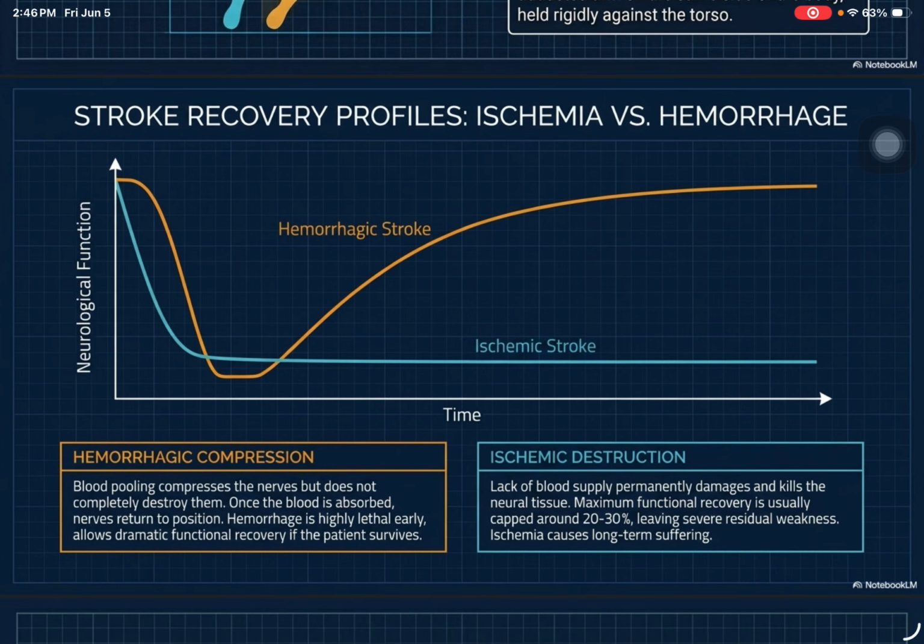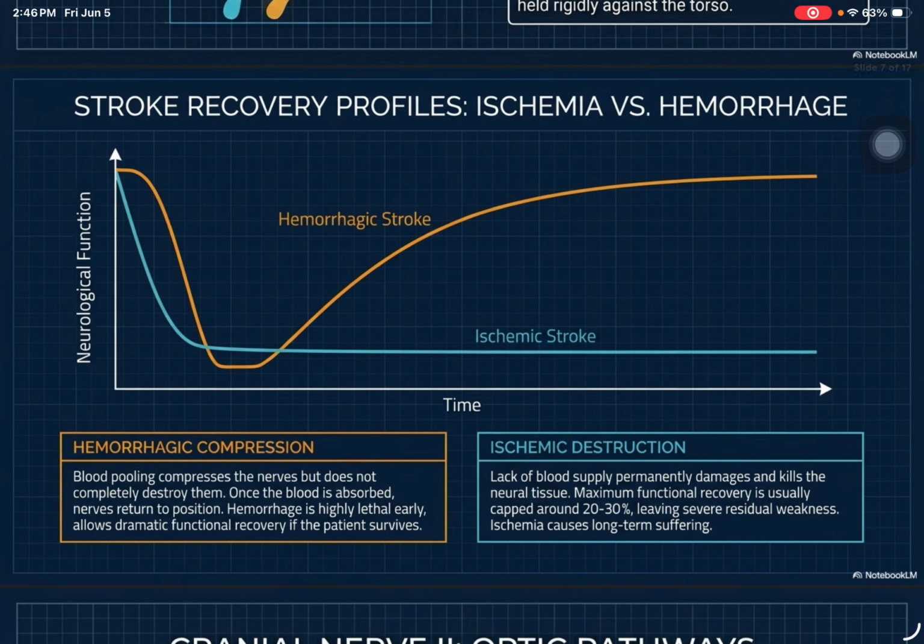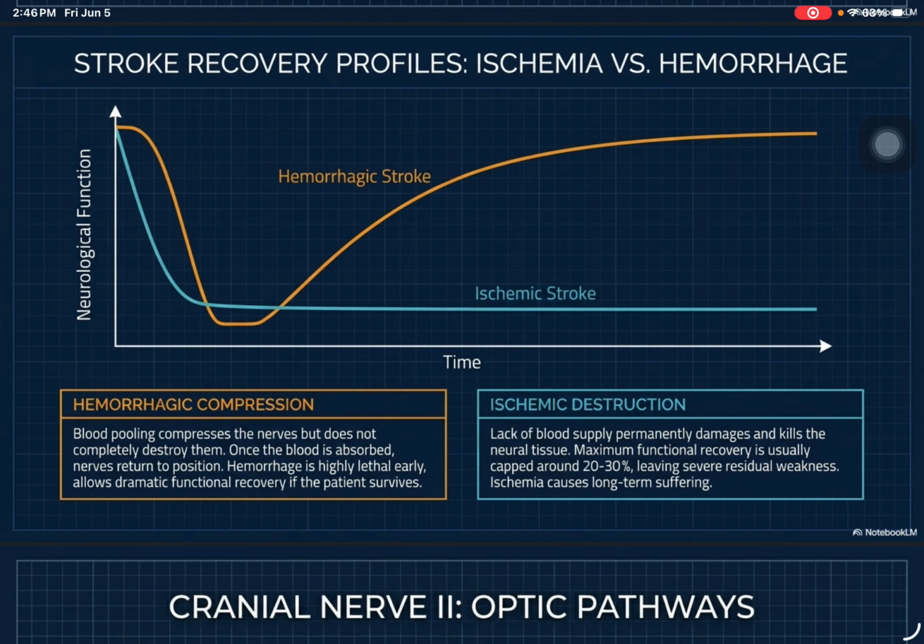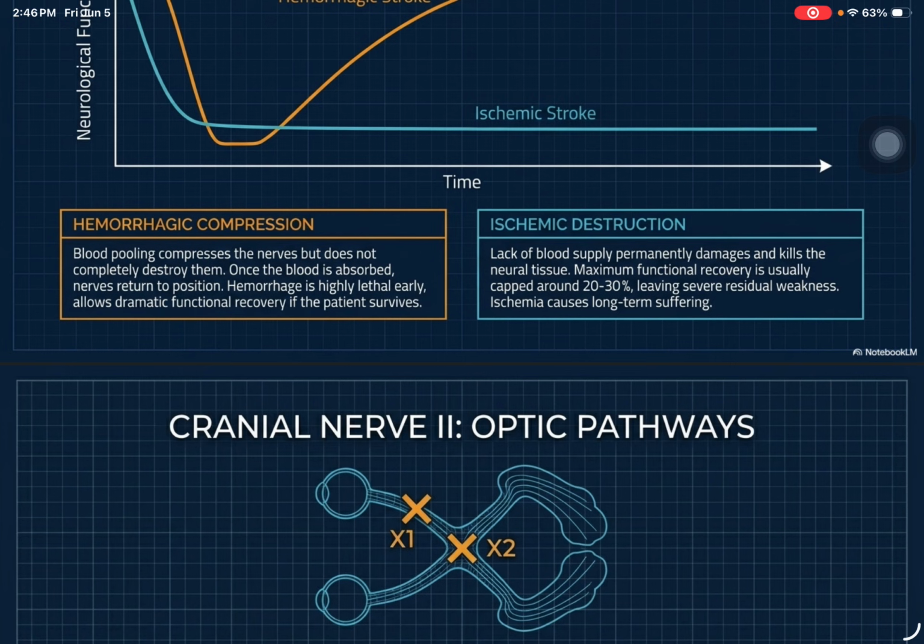So in hemorrhagic stroke, there is early recovery because nerve damage is less, as it does not completely destroy the nerve. But in ischemic stroke, due to lack of blood supply, the nerve will be destroyed, and here recovery is late and slow.